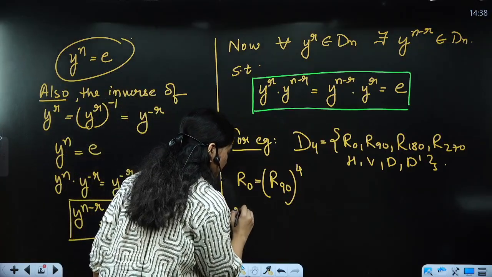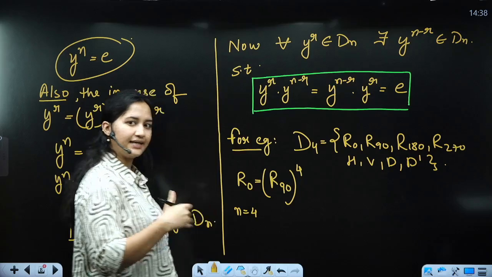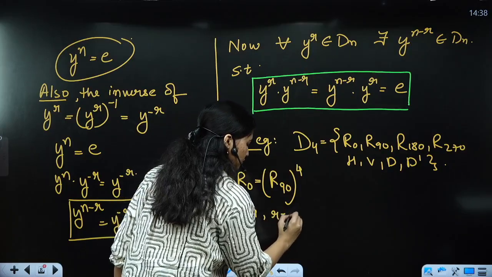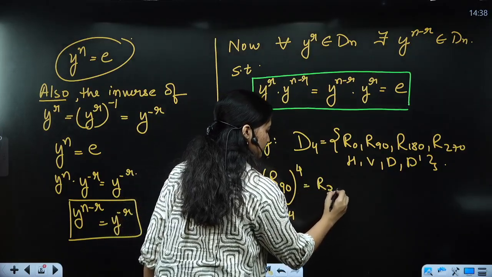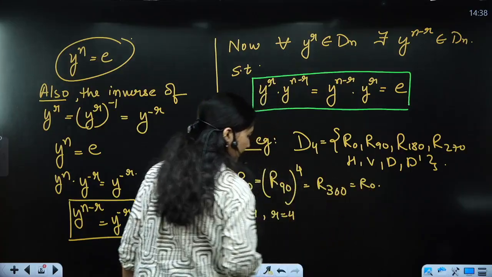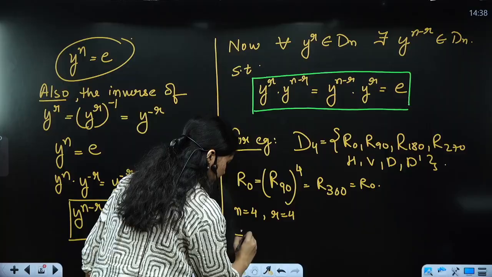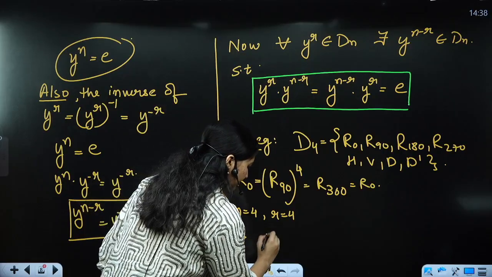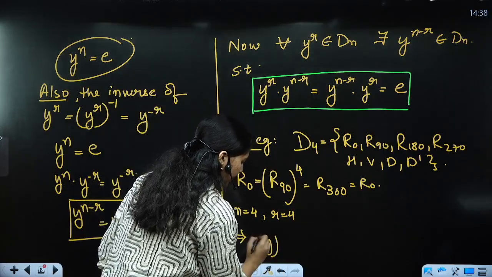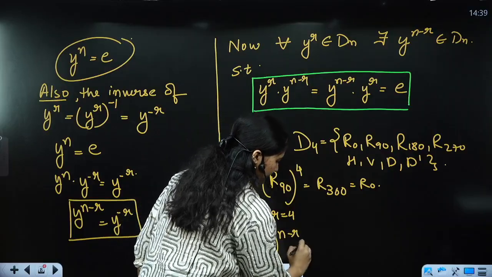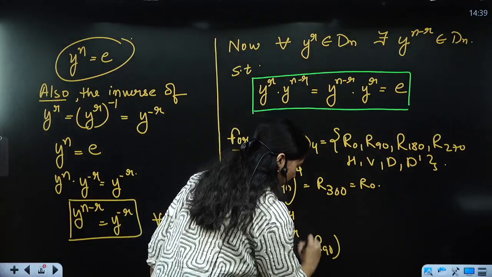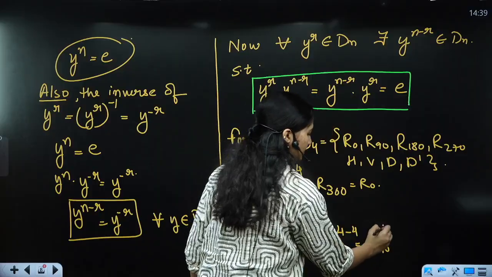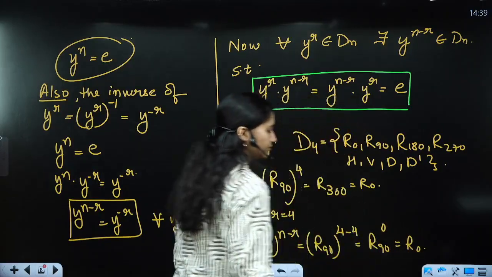So n equals 4. We know that n is the order of our R90, right? So n equals 4, r equals 4. You can write it like this from here too. So r equals 4. This implies that the inverse of R0 is going to be of the form y raised to the power n minus r. That is nothing but R90 raised to the power 4 minus 4. That is R90 raised to the power 0, which is again R0.